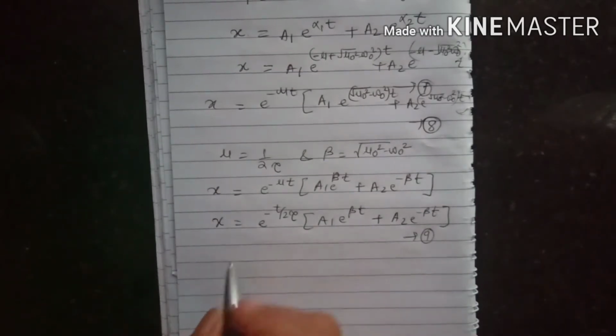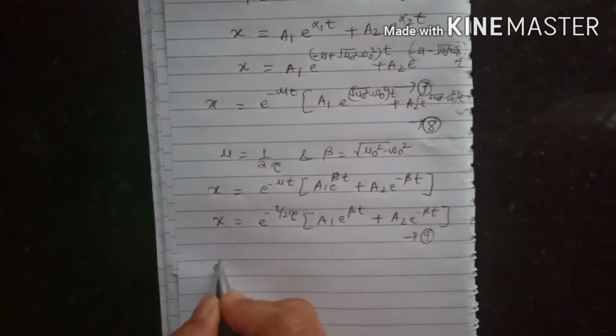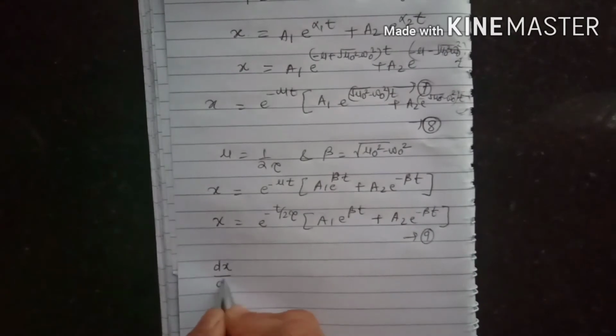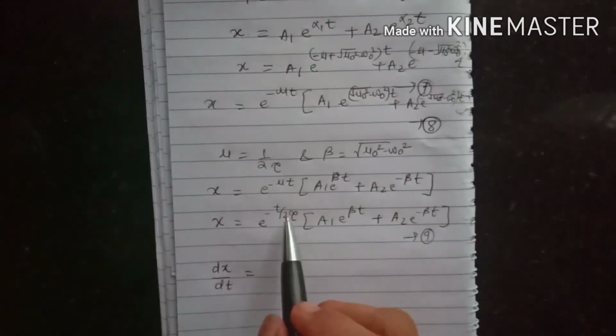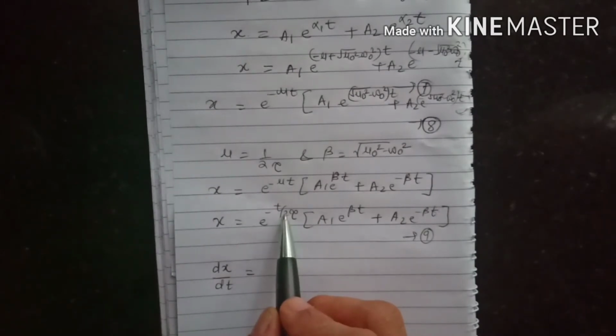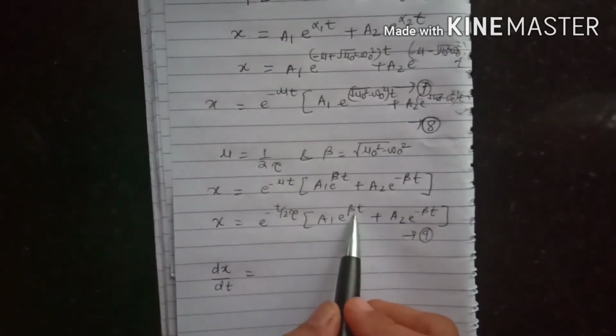Okay, so how will you do it? Let us first find dx/dt. How will you do it? You differentiate it. The e raised to minus t by 2 tau is combined with beta, and here also beta, so we will get exponential functions. The differentiation of an exponential function is nothing but its coefficient multiplied by the exponential function itself, right?